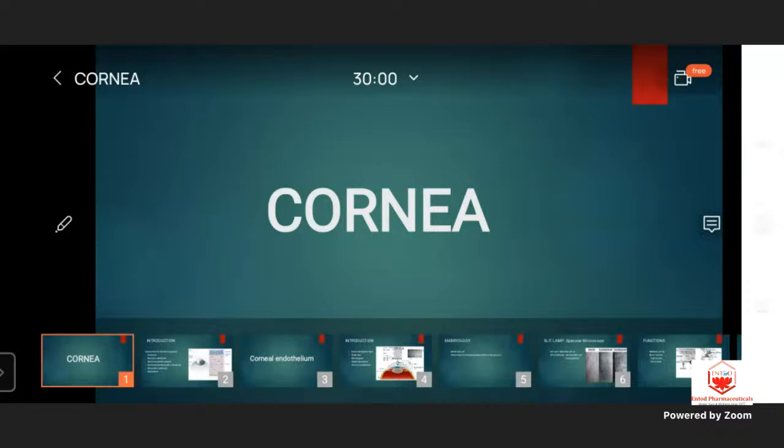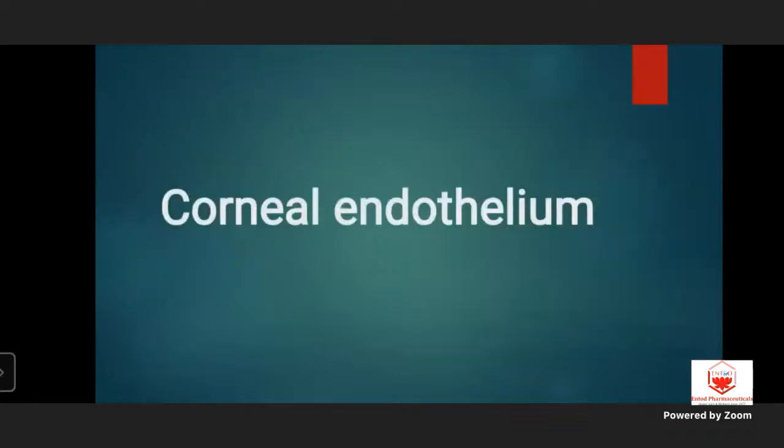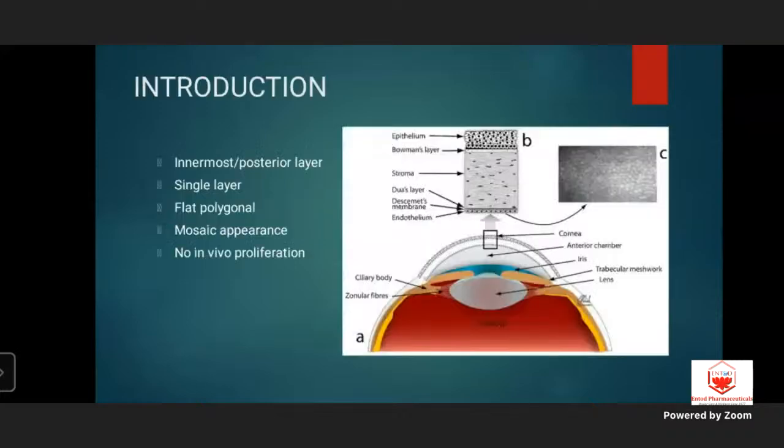First, I would like to start with the layers of the cornea. There are 6 layers of the cornea, anterior to posterior: epithelium, Bowman's membrane, stroma, that is also called substantia propria, Dua's layer, also called pre-Descemet membrane, Descemet's membrane, and endothelium. My topic is corneal endothelium.